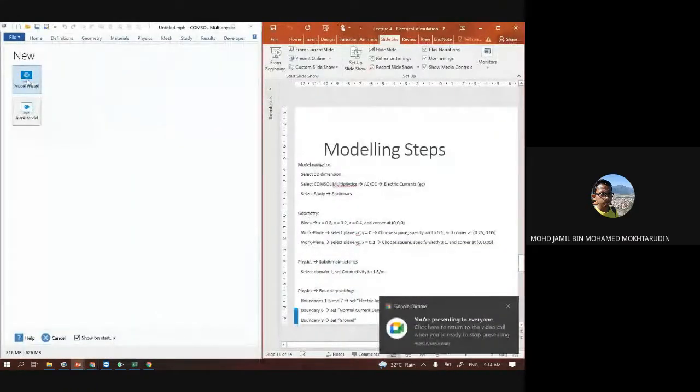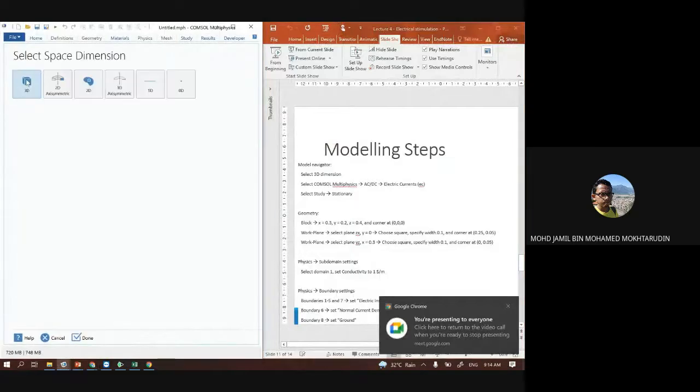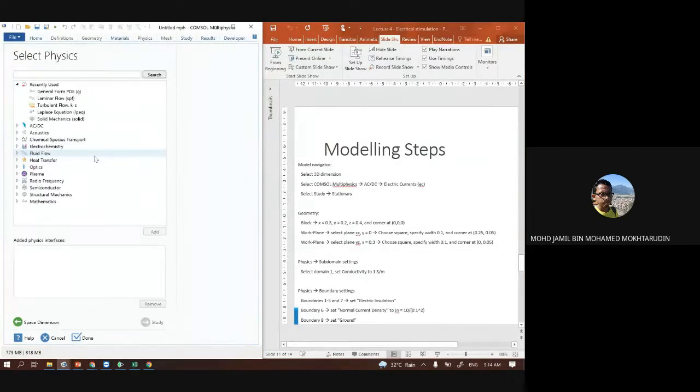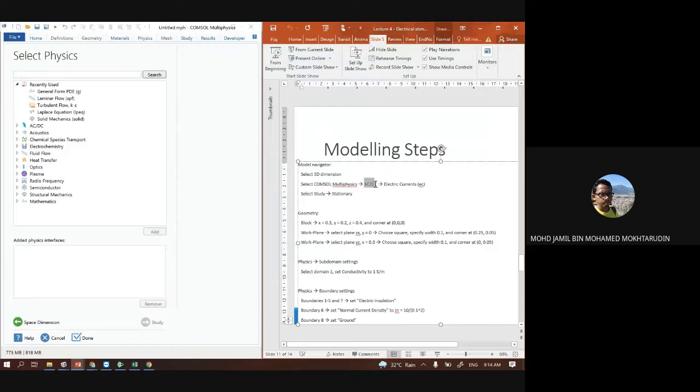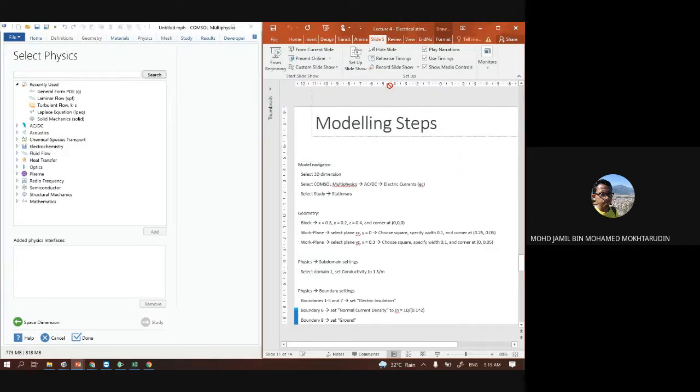We start by choosing Model Wizard and choosing 3D. And then we want to find the physics for electromagnetism. Here in COMSOL, we use AC/DC.